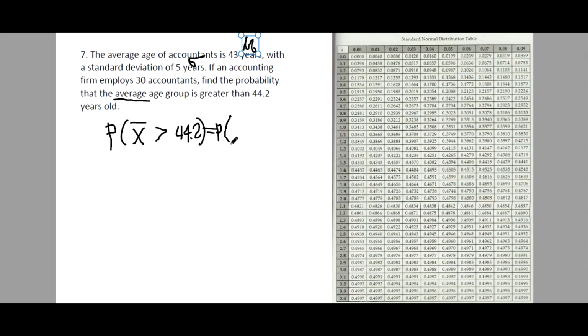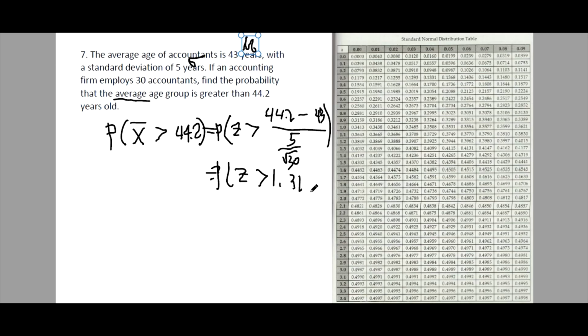So this is equal to the probability of z greater than 44.2 minus 43 divided by 5 all over square root of 30. So this is equal to 5 divided by square root of 30. 1.31. So probability of z greater than 1.31.